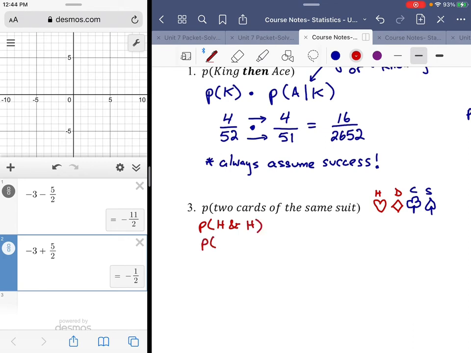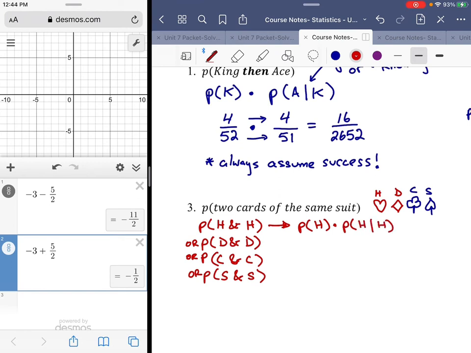We're looking for the probability of getting a diamond and a diamond, a club and a club, and a spade and a spade. But we're not getting them all concurrently. We're getting them one in lieu of the other. So these are either-or situations, or just ors. So this translates to the probability of getting a heart multiplied by the probability of getting a heart given that the first card was a heart.